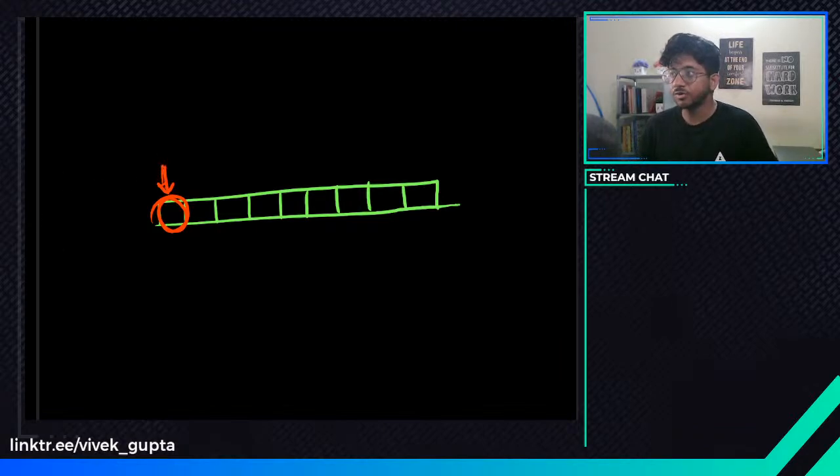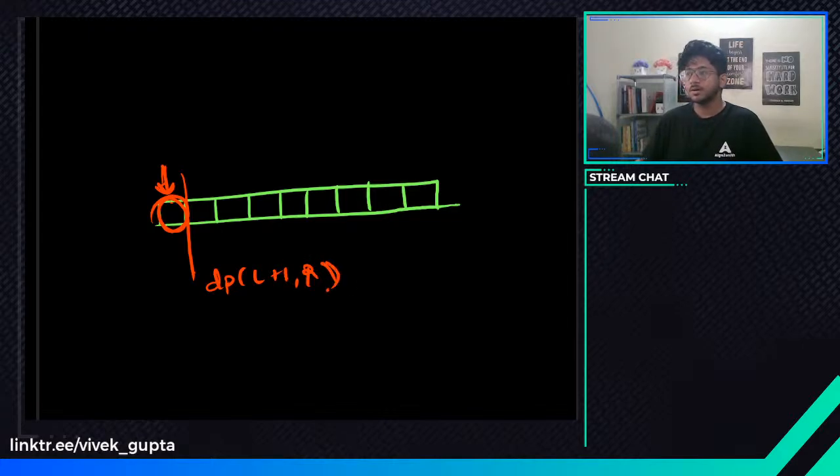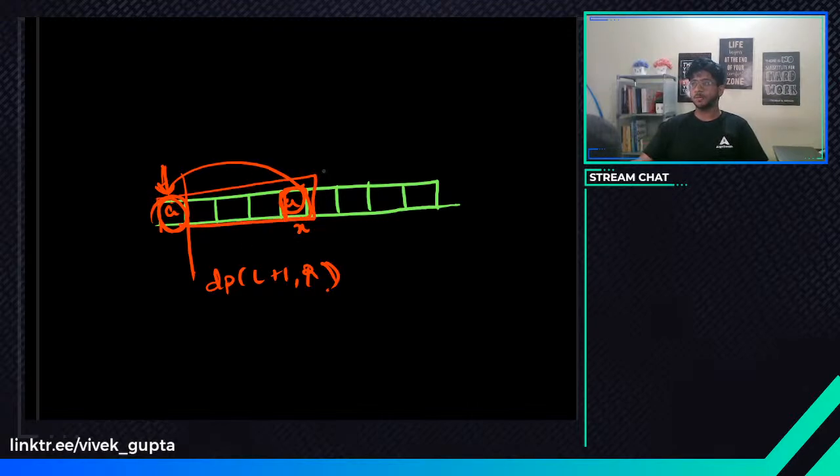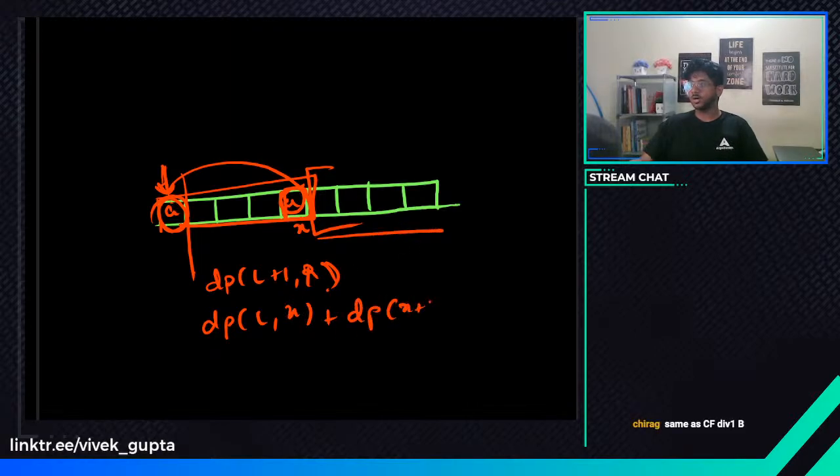Okay. How does the first element get deleted? Maybe it gets deleted directly. In that case, you go to DP of L plus 1 to R. Okay. Maybe this is an A and it gets deleted with some other A over here. Let's say at X there is an A, so you might delete this much as a palindrome and then separately use this particular part. So we are going to delete DP of L to X, plus we will delete the rest of the things on this side, X plus 1 to R.